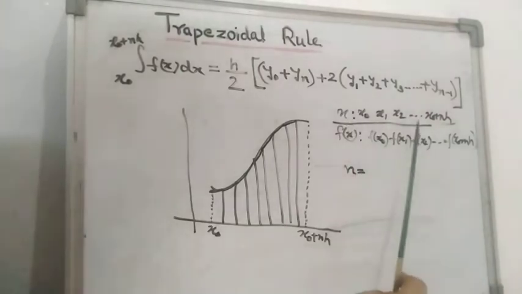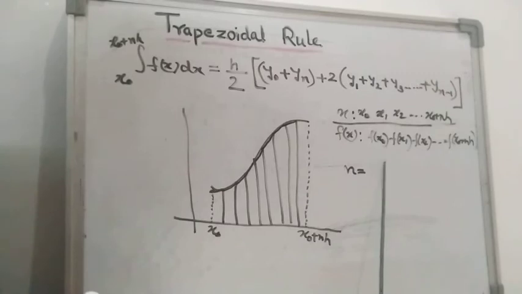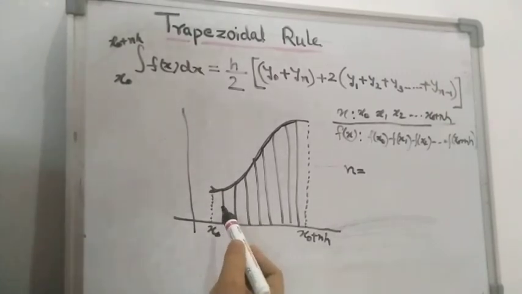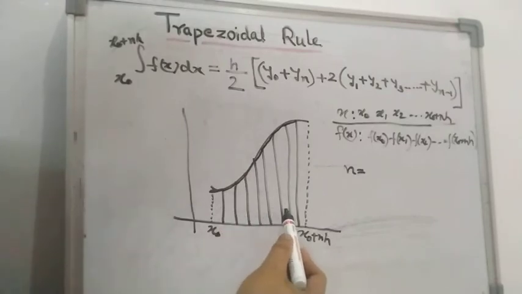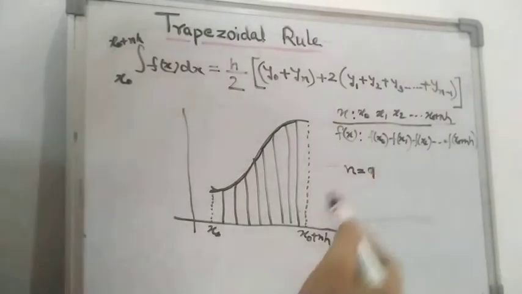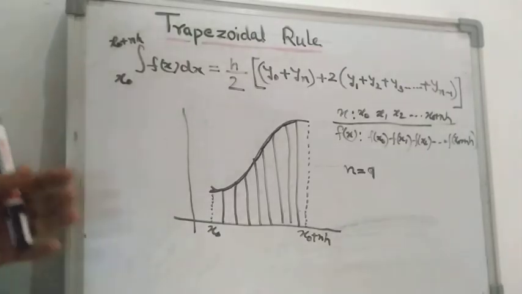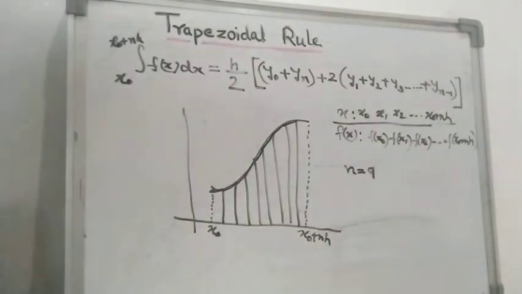These are the x values and these are the f(x) values. If this is given, we utilize this, and n is a multiple of 1. Look here, how many n parts are there? 1, 2, 3, 4, 5, 6, 7, 8, 9. N is 9 here. That means the number of parts in which the whole interval is divided is n, and n is a multiple of 1, so we can apply the trapezoidal rule here.